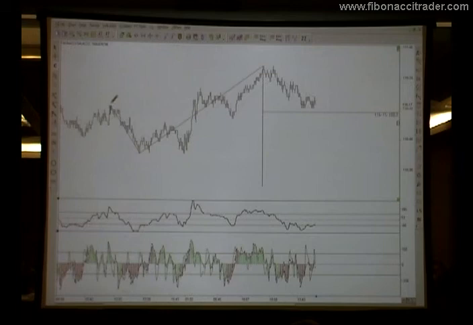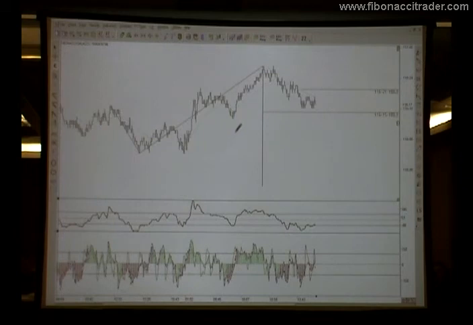However, the stronger symmetry is in the larger swings. So this one is larger, obviously, than this one, and that has not yet broken. So we have that support there. Now, once we began this pattern of lower lows and lower highs, we also have resistance we can put in. That low to high projected from this new low.